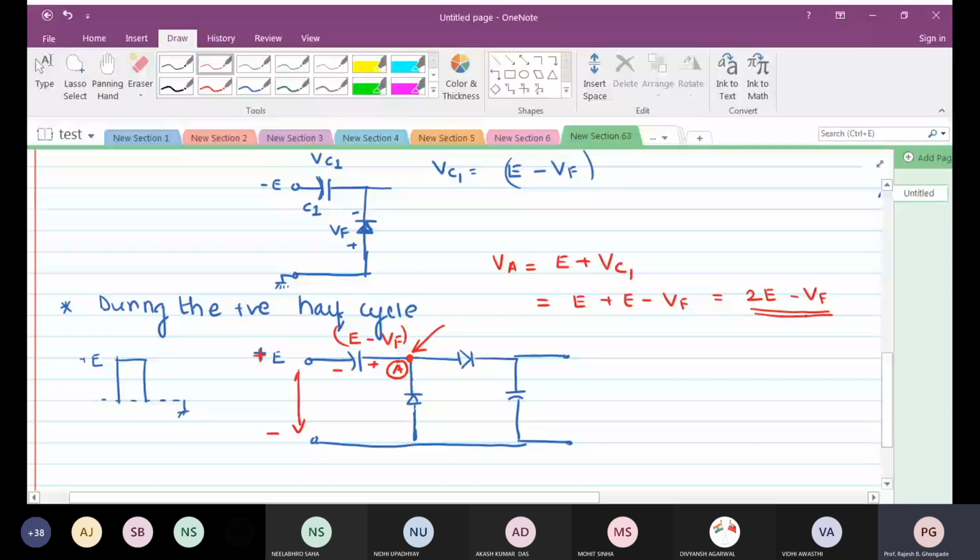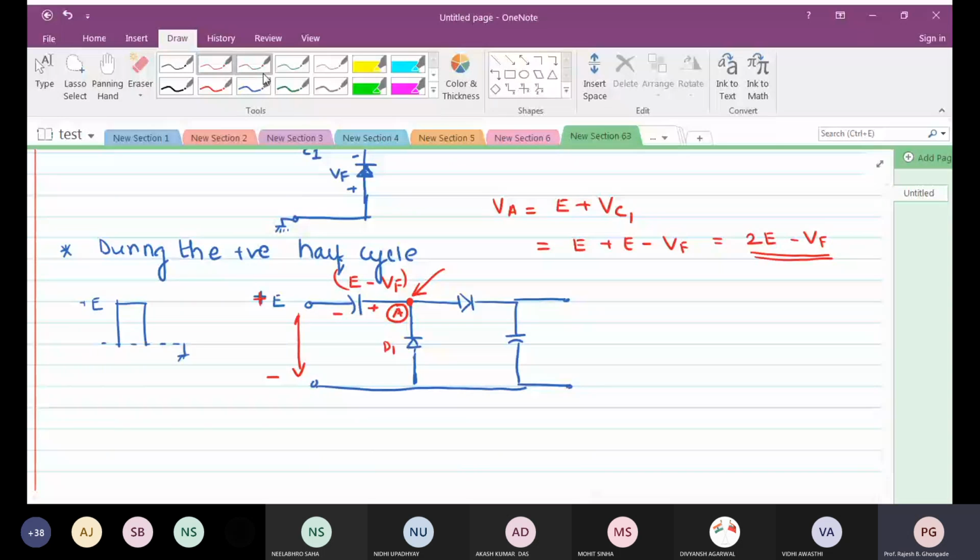So what will be the status of this diode now, D1? Will it be forward biased or reverse biased? D1 is reverse biased. Excellent. Why? Because the cathode is at a higher potential than the anode. So I can simply ignore this as if it is not there. Is that fine?